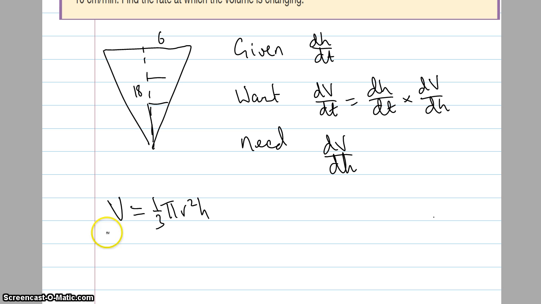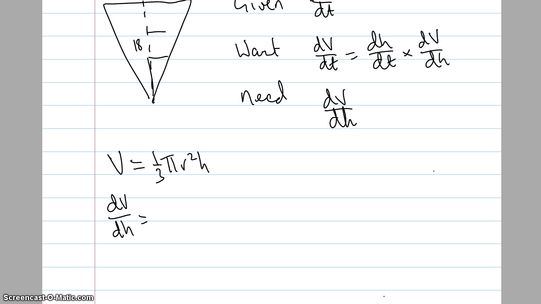So I need to get dV/dH, but the trouble with this is that I've actually got an r in there, and I can't get the derivative with respect to h only, because I have to deal with the r in some way. So I'm going to deal with that off to the right over here. I need to use something called similar triangles. Let me just draw the full triangle here.